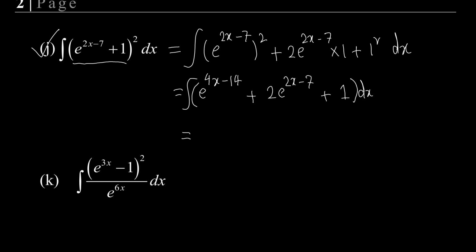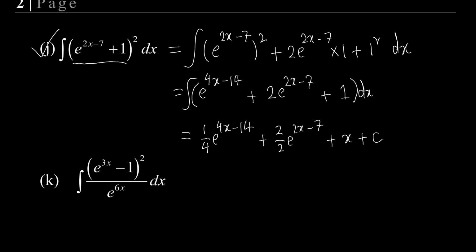Now we are going to do the integration. The coefficient of x is 4, so you may write 1 by 4 e to the power 4x minus 14. Whatever is written, you have to write as a power. Then for the next one, plus 2 into this, we can write 2 by 2 e to the power 2x minus 7. We also can cut out this 2. And if any constant is given, meaning no x is here, then we may write 1x, or we can write plus c.